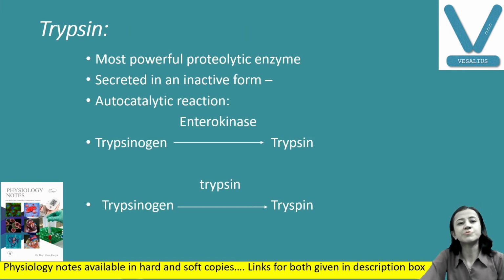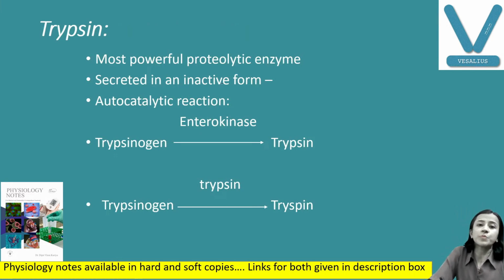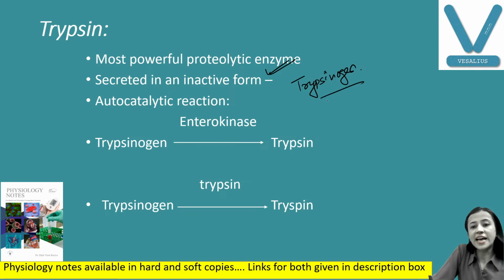Now, starting with trypsin. Trypsin is one of the most powerful proteolytic enzymes present in the pancreatic juice, and it is secreted in inactive form, that is trypsinogen. And how does it get activated? It gets activated by the enzyme enterokinase, which is also known as enteropeptidase.